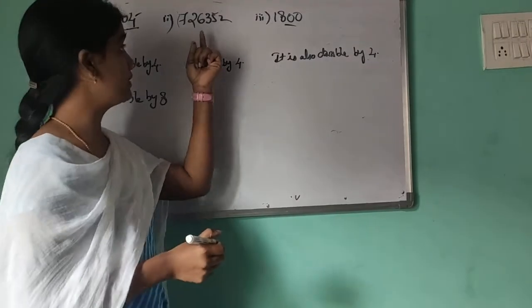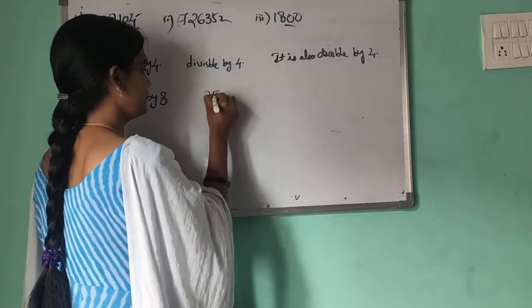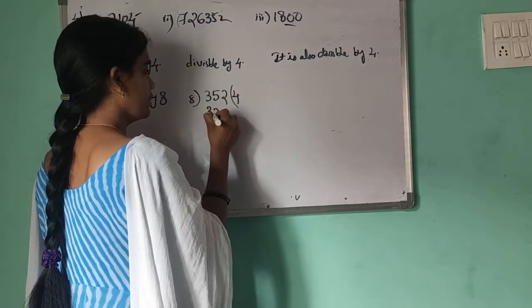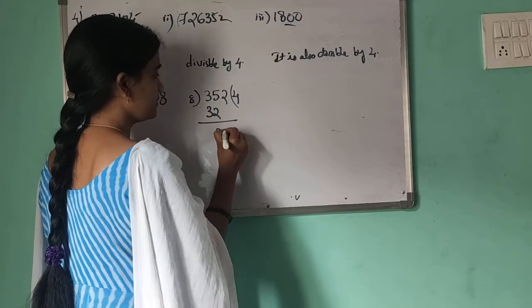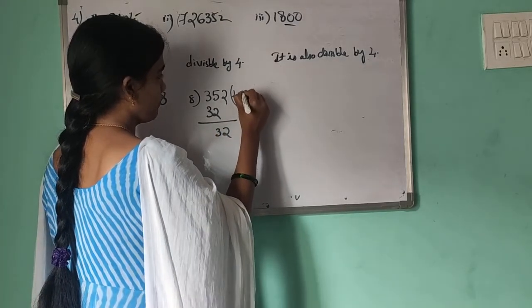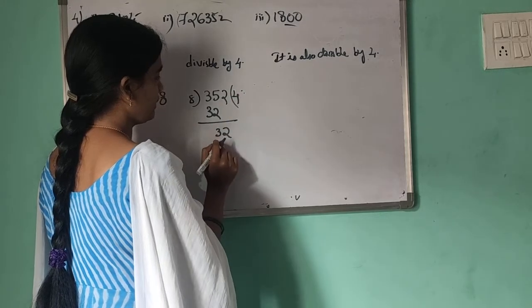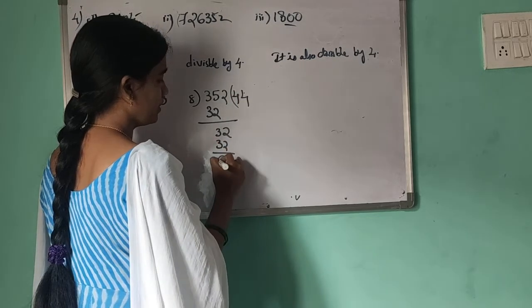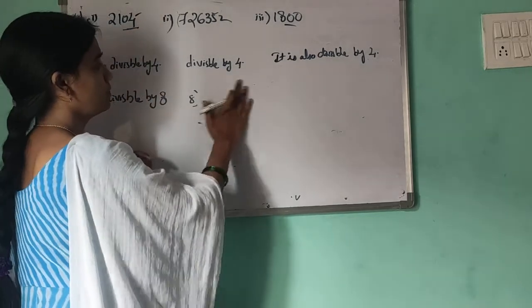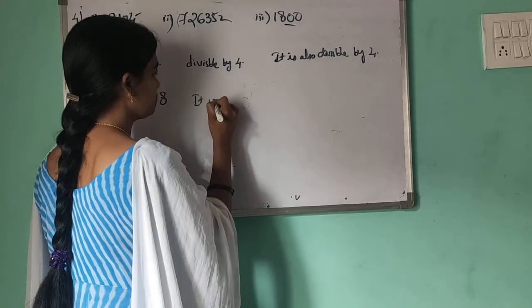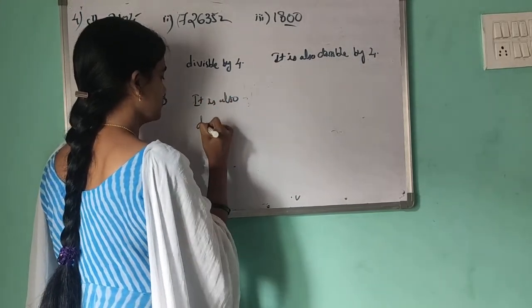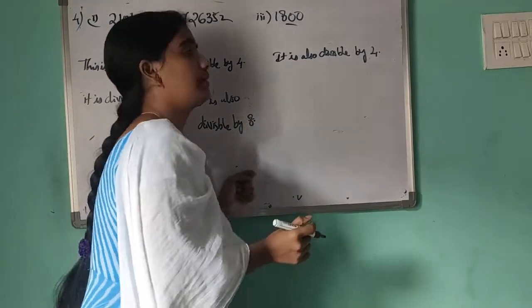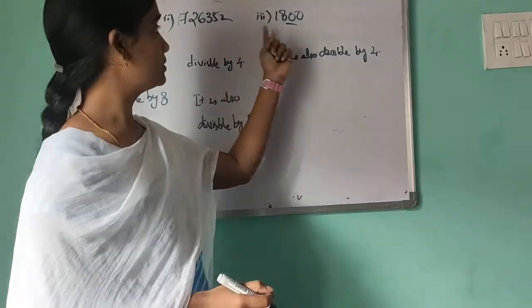Let's take the second one, 352. Last three digits are 352. Let's check 8. 8 4s are 32. Remaining is 3, 2. Same. How many times? And remainder is 0. So it is also divisible by 8.